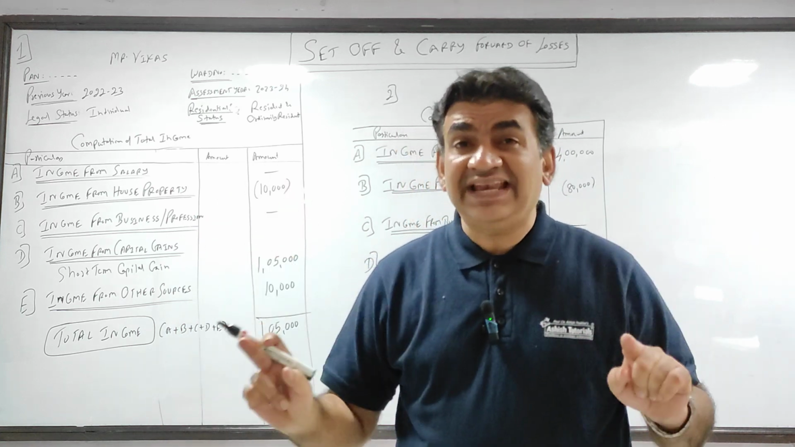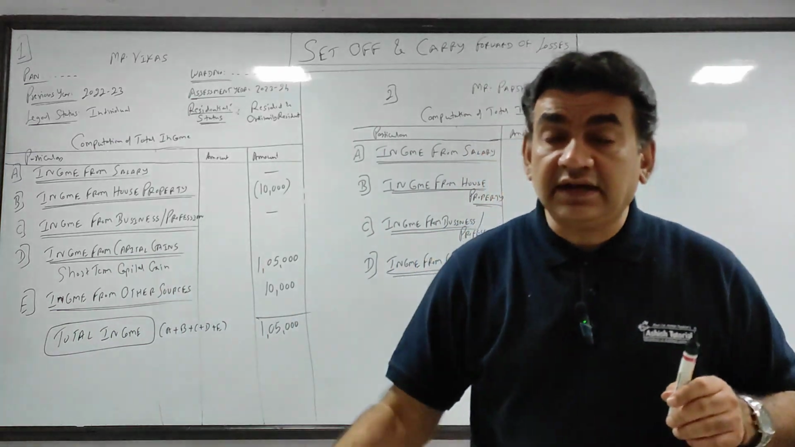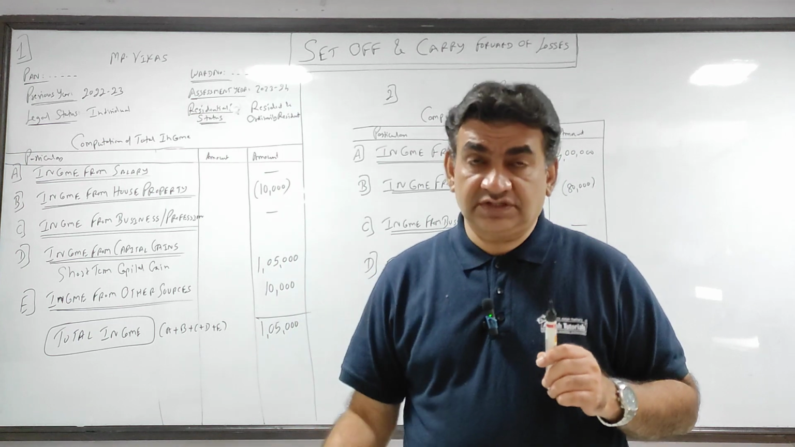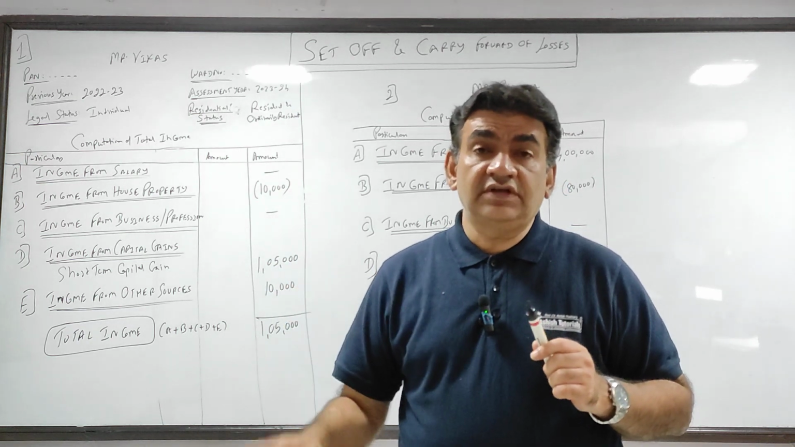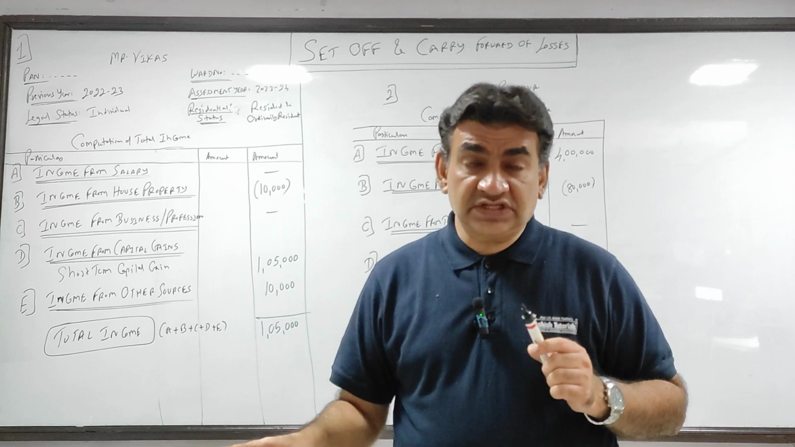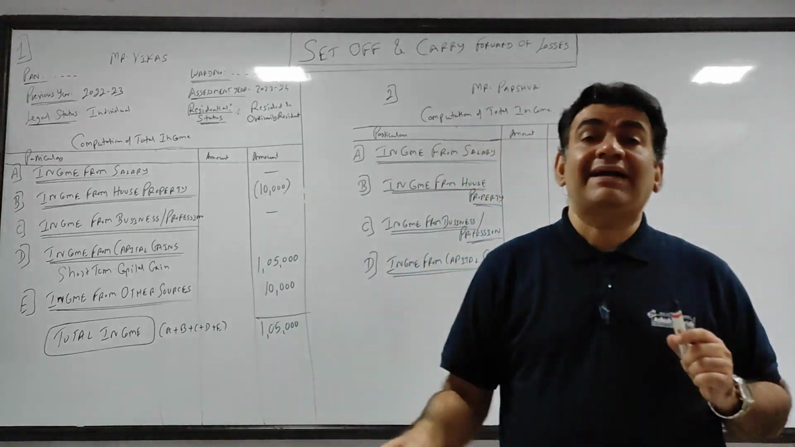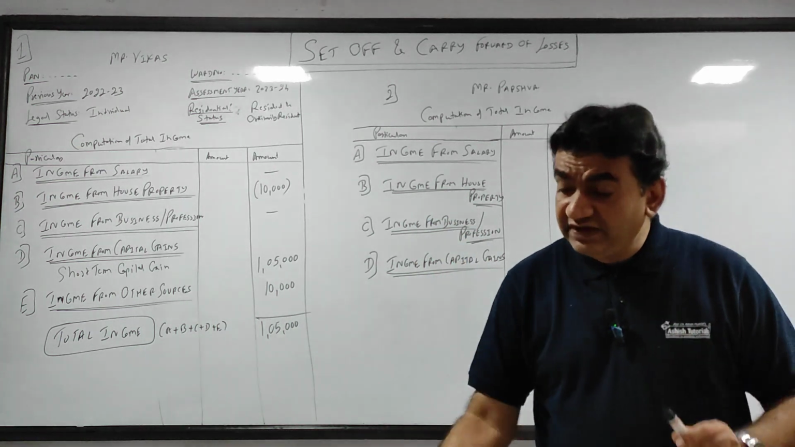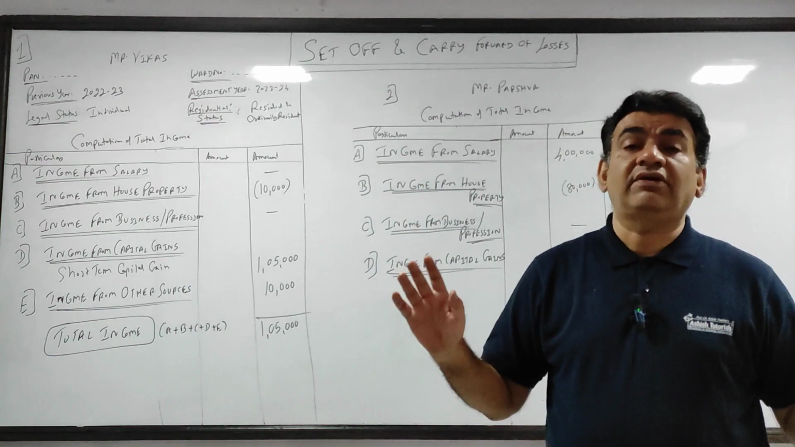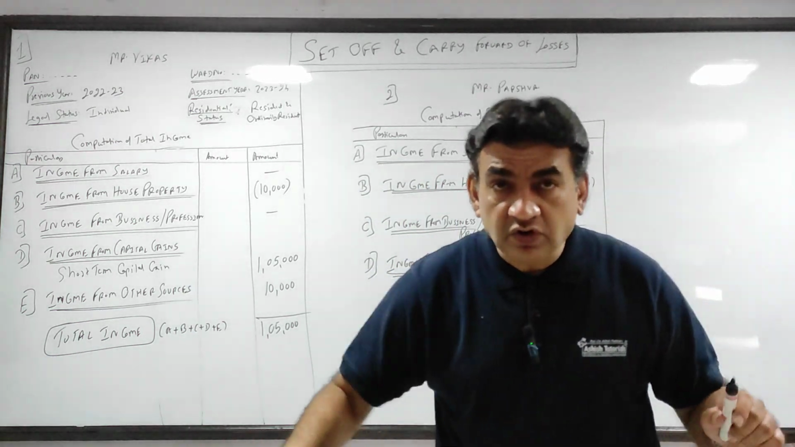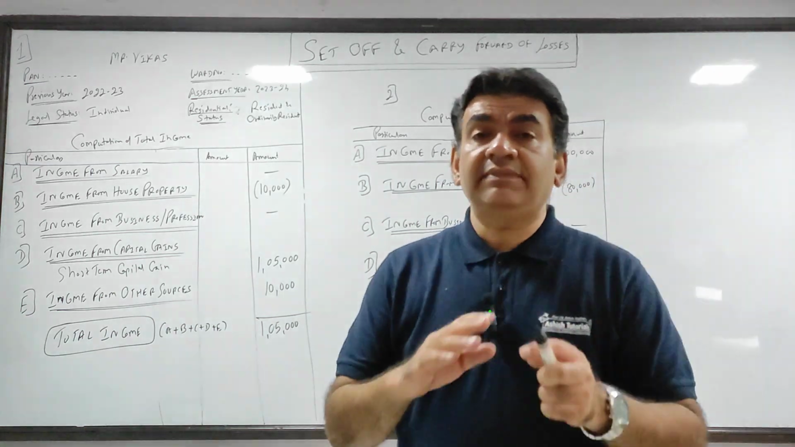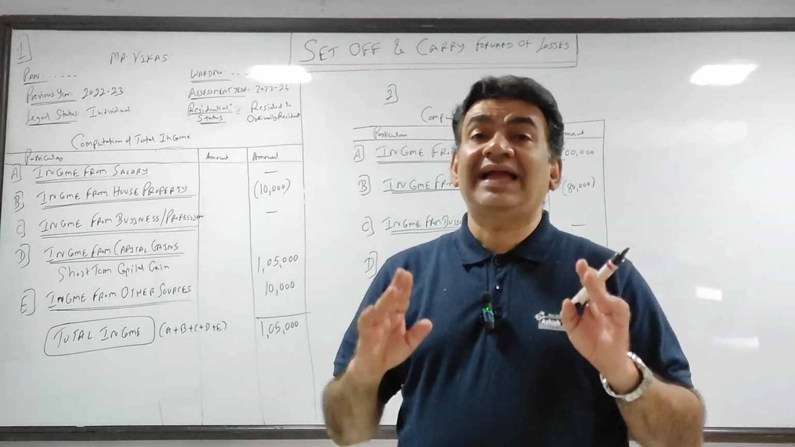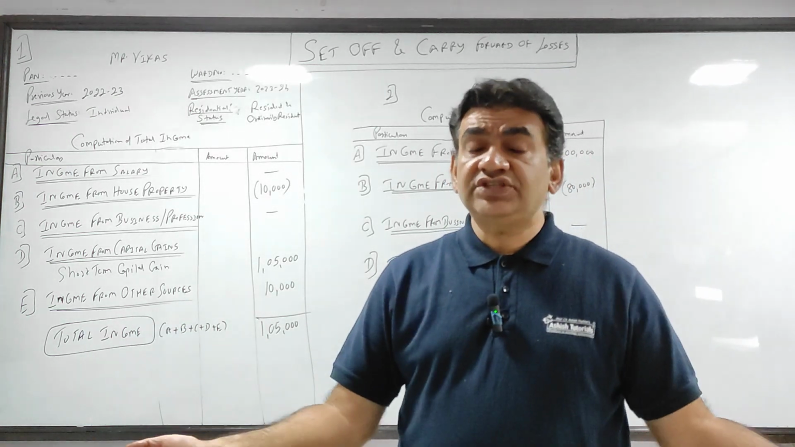Long-term capital loss 1,50,000. If I want to set off this 1,50,000 ka loss, I need to have long-term capital gains. Do you have long-term capital gain? No. मेरे पास long-term capital gain नहीं है. So अगर मेरे पास long-term capital gain नहीं है, I cannot set off.